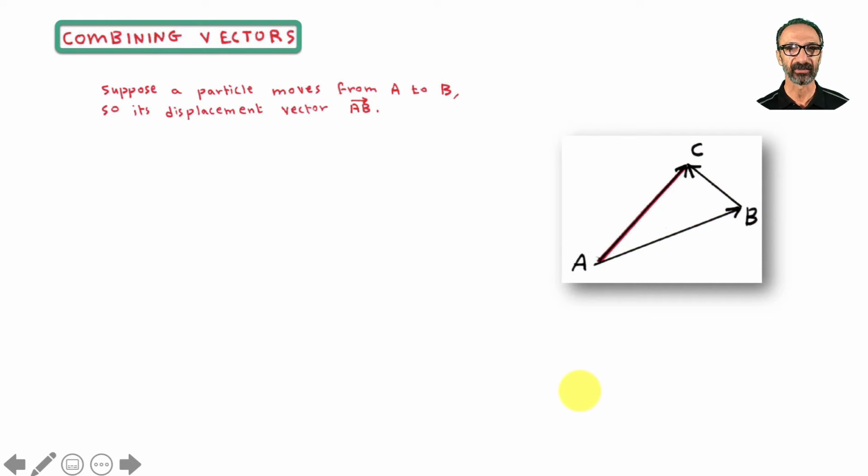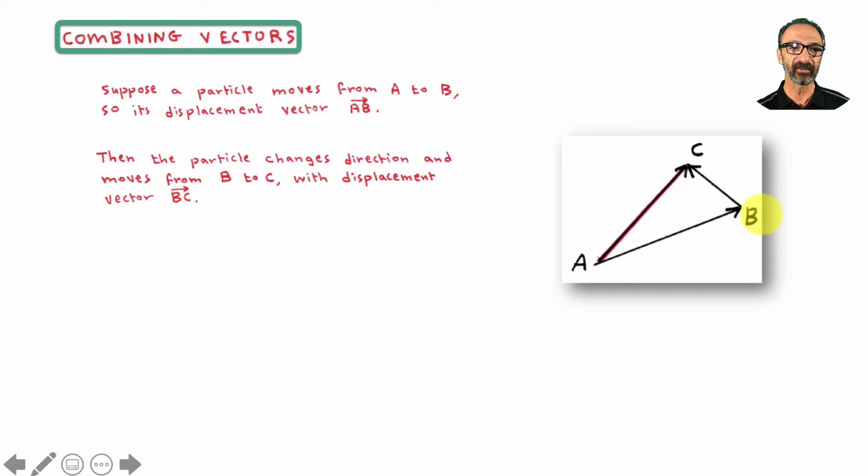Combining vectors. I mentioned that on the first slide as an introduction, so let's see how we could handle this. Suppose a particle moves from point A to point B, so its displacement vector is AB. Then the particle changes direction and moves from point B to point C with displacement vector BC. So the particle is moving this way, then this way.